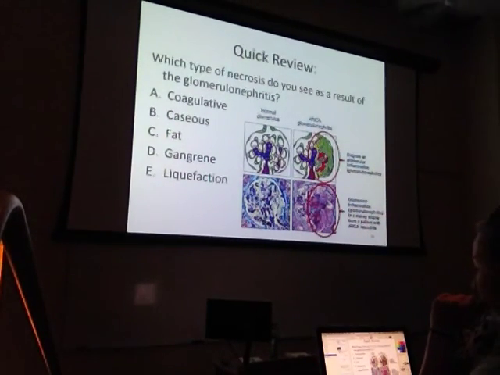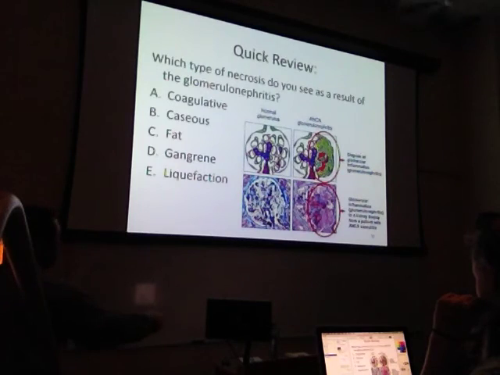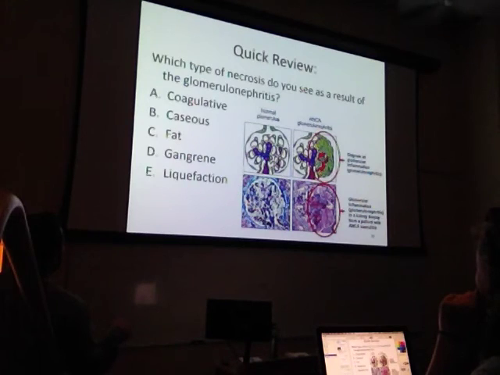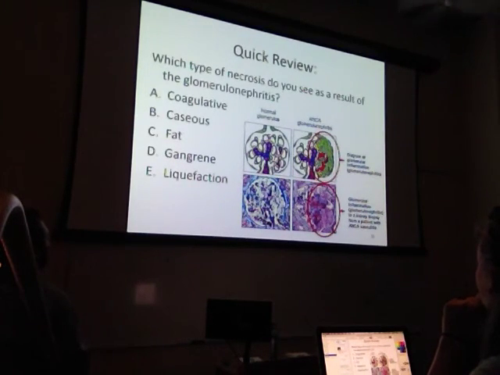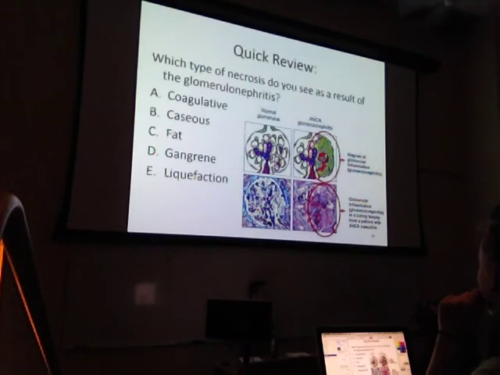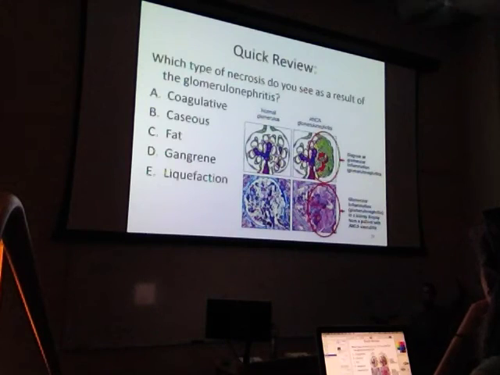Ooh, that looks pretty good. Right at the end of the lecture, it started to hit. And so you can see inflammation with the glomerulonephritis. And so if we're going to get a necrotic response, what type of necrosis would we expect in the kidney? Coagulative, caseous, fat, gangrene, liquefaction. How many of you think E, liquefaction? Raise your hand. How many of you think gangrene? Fat necrosis, caseous necrosis, coagulative. All right, the coagulatives have it.